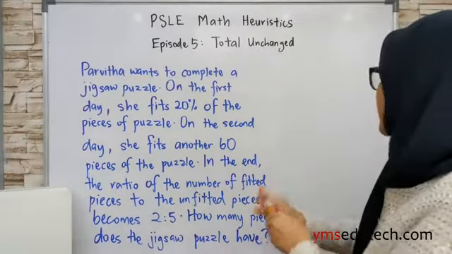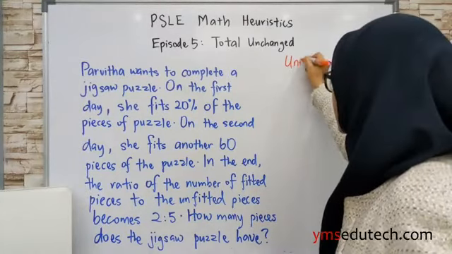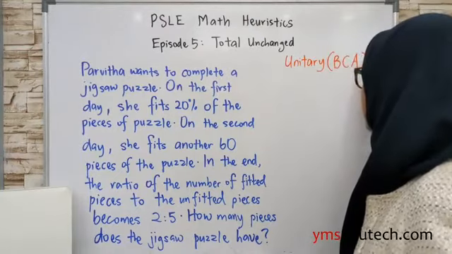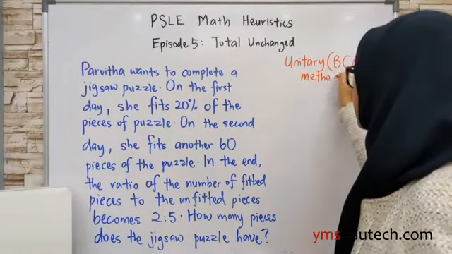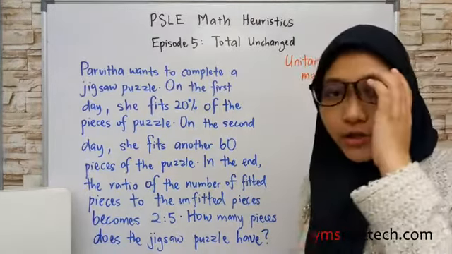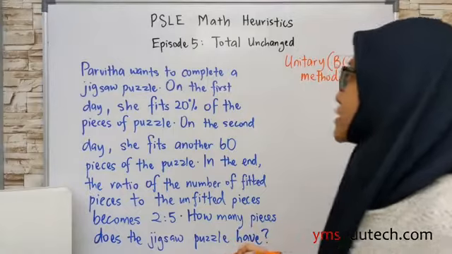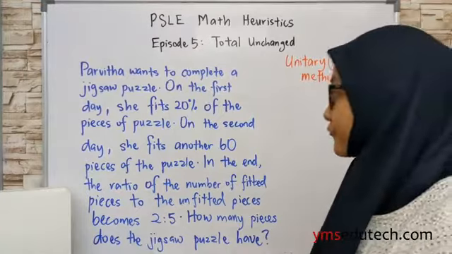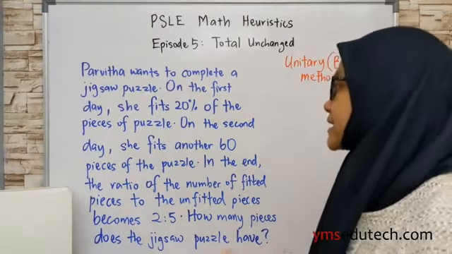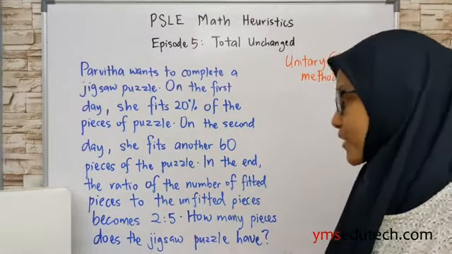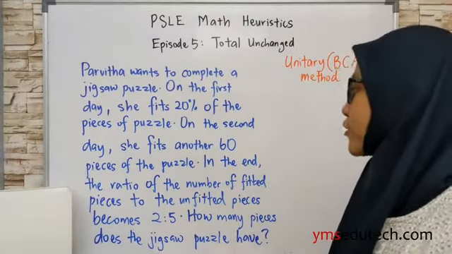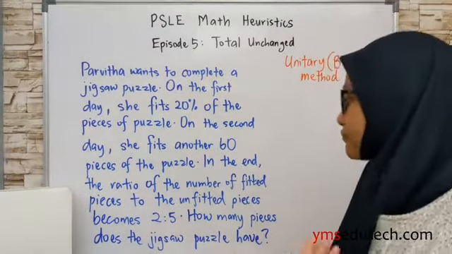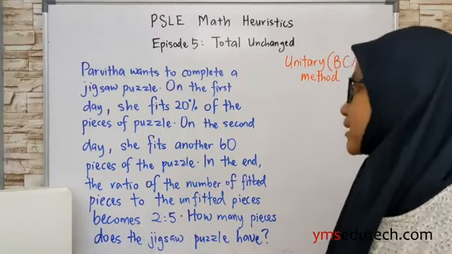So we are solving the question using the unitary method, or some people call it the BCA table. Let's read the question together. Pavita wants to complete a jigsaw puzzle. On the first day, she fits 20% of the pieces of the puzzle. On the second day, she fits another 60 pieces of the puzzle. In the end, the ratio of the number of fitted pieces to the unfitted pieces becomes 2:5. How many pieces does the jigsaw puzzle have?